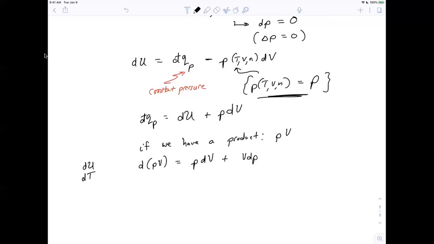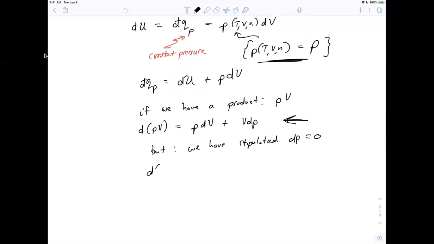Okay, so we can write dPV in this manner. But since we have stipulated dP to be 0 because it's a constant pressure process, hence dPV is equal to PdV only because that dP term is 0.